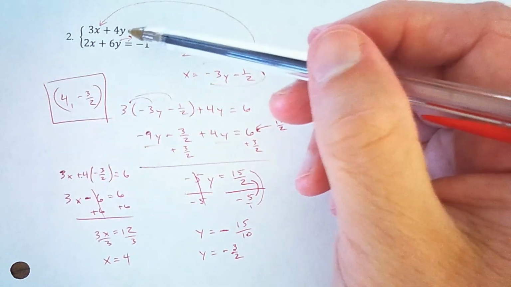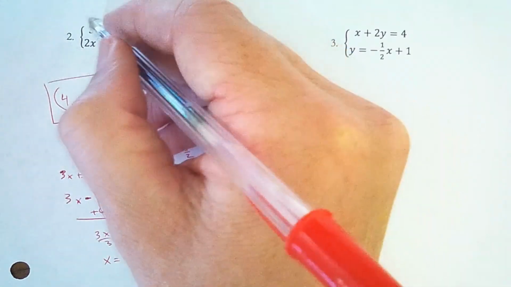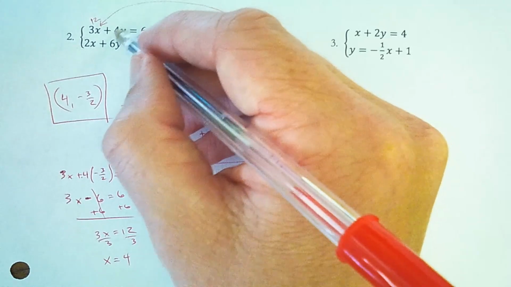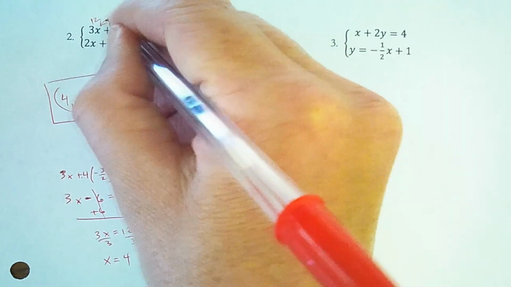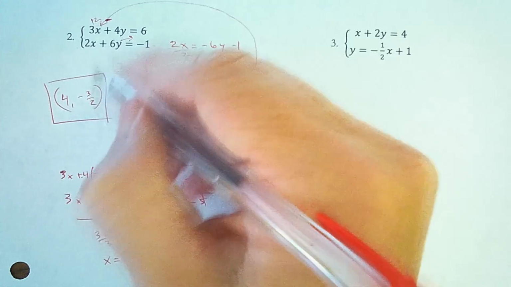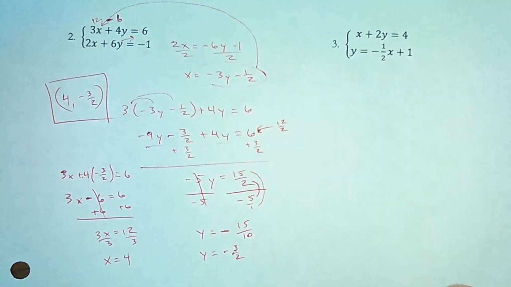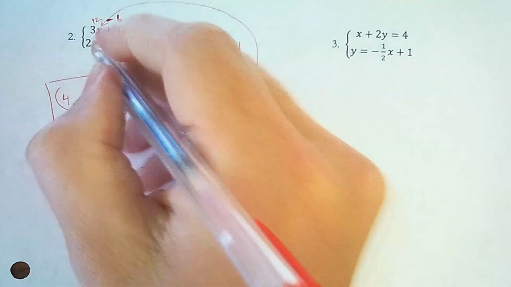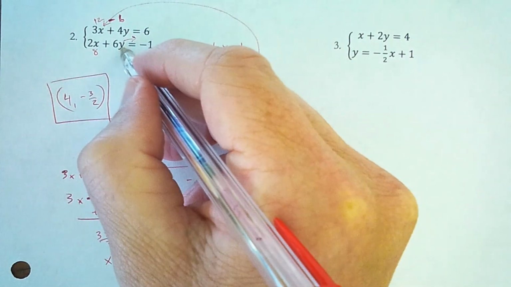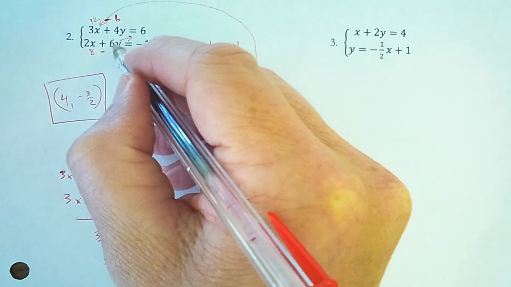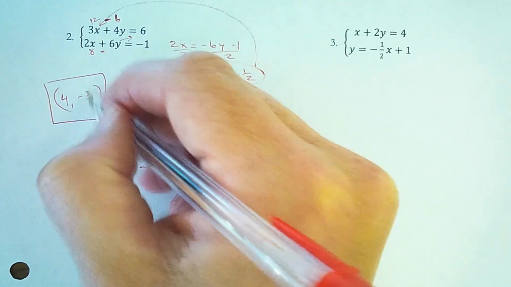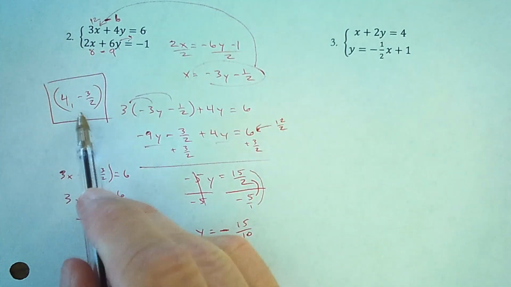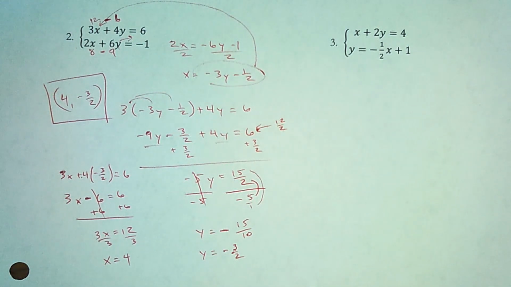Okay, so it's always a good idea to plug those in. 3 times 4 is 12. 4 times negative 3 halves, that's going to be minus. 4 times 3 is 12, divided by 2 is 6. 12 minus 6 is 6. That is true, so I know that it works in the first equation. 2 times 4 is 8, and then 6 times negative 3 halves, that's going to be negative. 6 times 3 is 18, divided by 2 is 9. 8 minus 9 is negative 1. That is also true. So I know that my solution is correct.